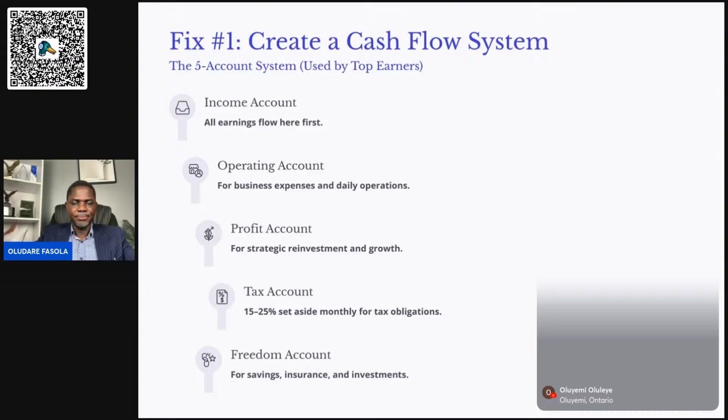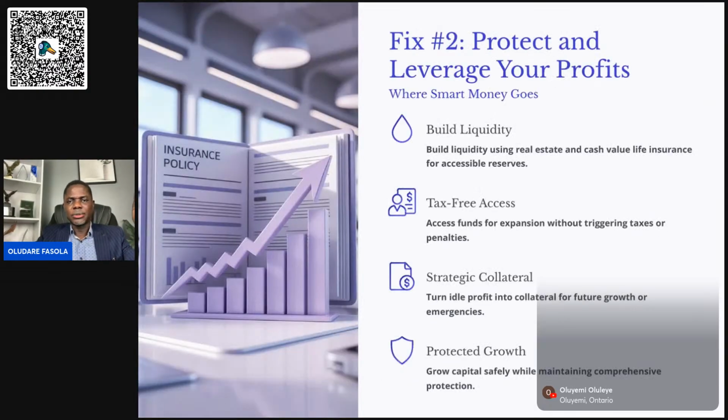And again, for saving, insurance, and investment, you also need an account for every form of investment: your stocks, bonds, insurance, real estate, whatever investment you want to have. You also need to have a freedom account.